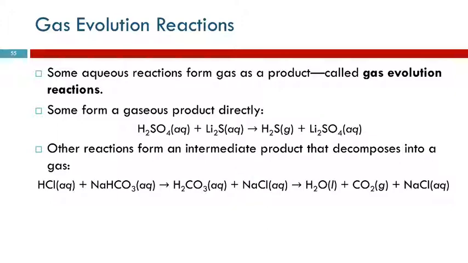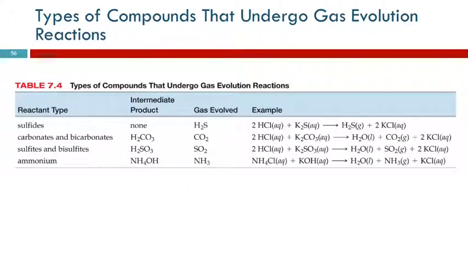Other reactions form an intermediate product that is unstable and decomposes. And that's what happens when you mix hydrochloric acid with sodium hydrogen carbonate. You form carbonic acid and sodium chloride. Carbonic acid is unstable, and it decomposes into water and carbon dioxide. So you end up with water, carbon dioxide, and sodium chloride. So these are the types of gas evolution reactions that we're going to need to know about.